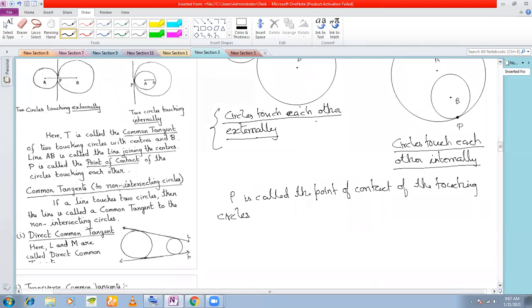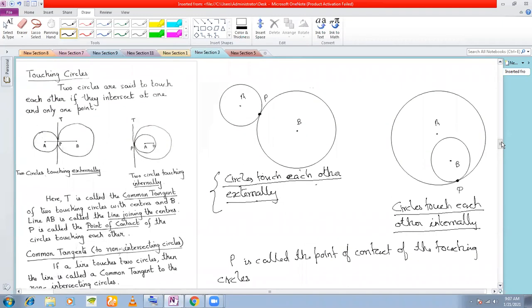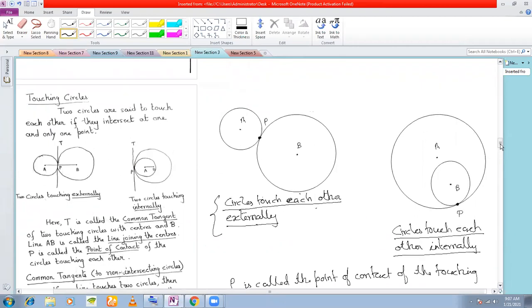We need to know also, there is one more definition which is called the common tangent of two touching circles. Now, if you see, P is the point of contact. If I draw a line passing through P, then this line is called the common tangent of the two circles.